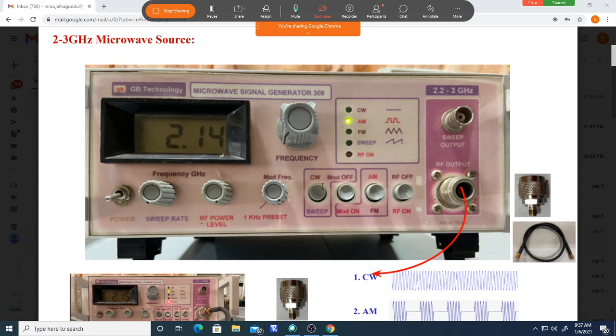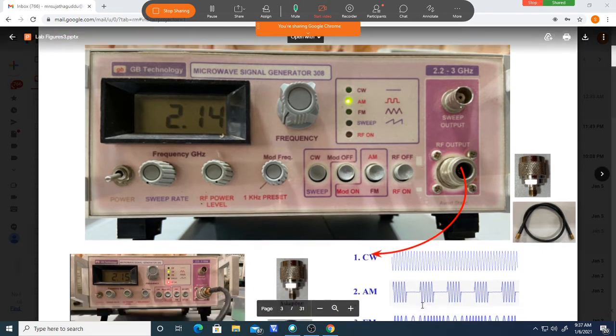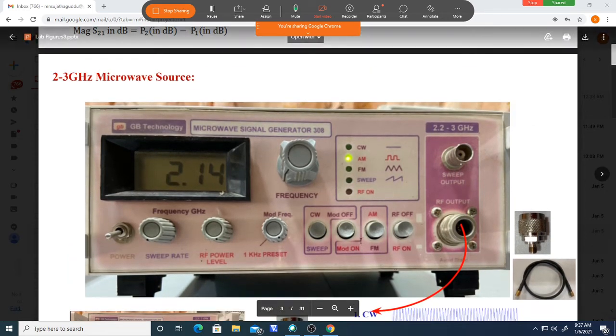Release this button. We want a modulated wave. The output must be like this, one of these. What do I have to do? I should press this button. Press the one.